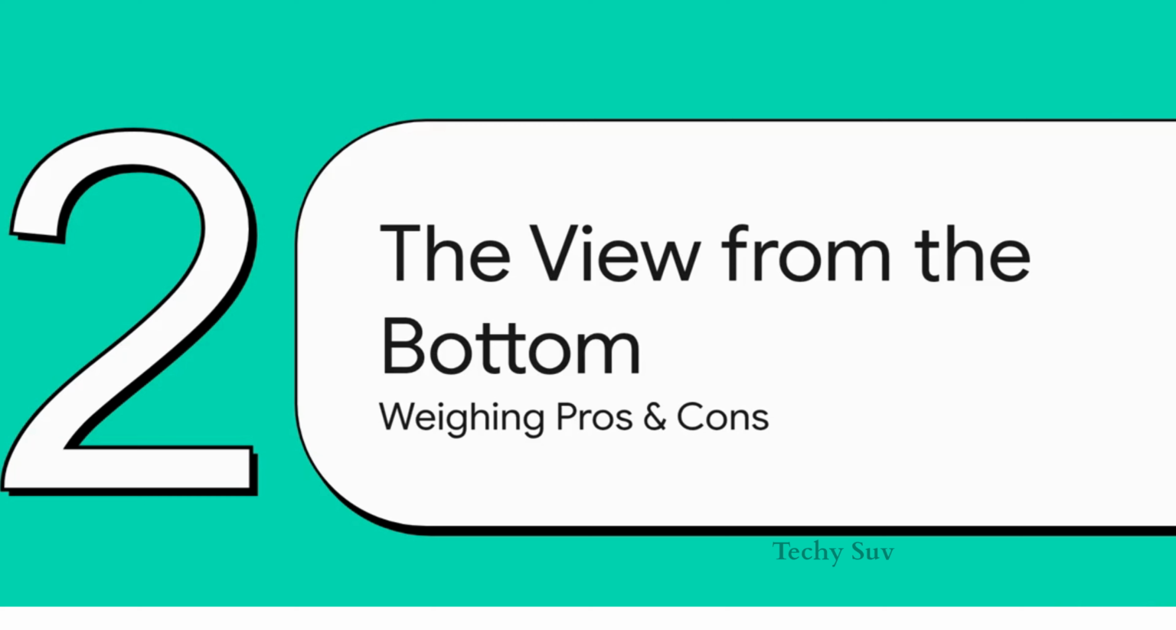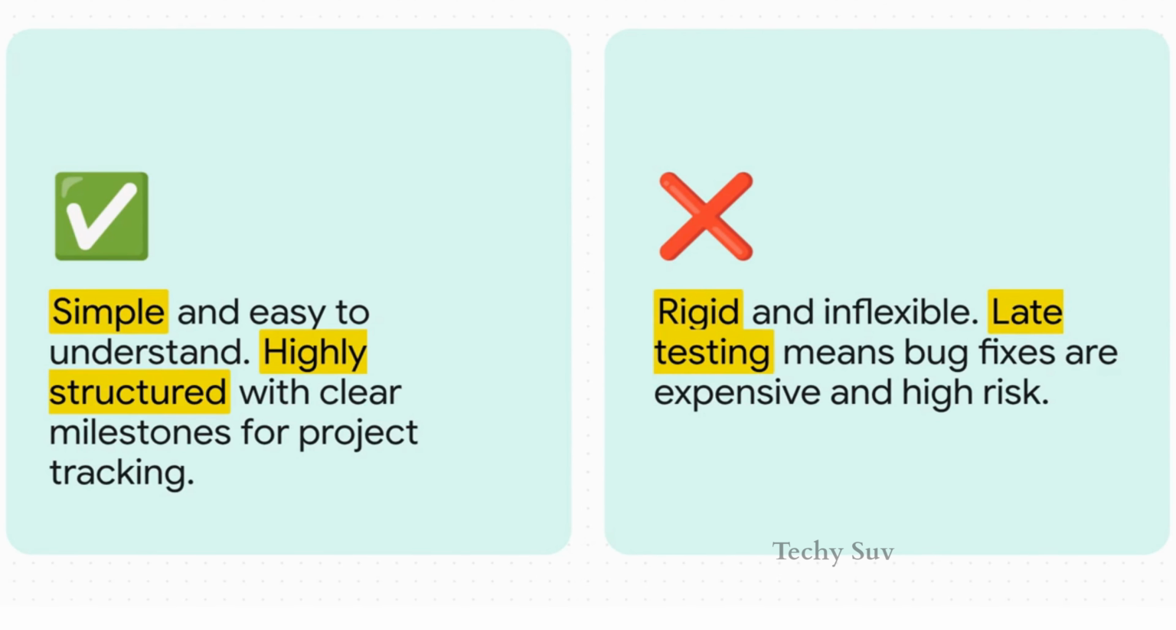Okay, so we followed the water all the way from the top of the mountain down to the pool at the bottom. So now let's step back and take a look at the view. What are the actual results of this superstructured journey? It's time to weigh the pros and cons. Well, the advantages are pretty obvious, right? It's simple, it's structured, it's really easy to manage. But here's the catch. Its greatest strength, that structure, is also its biggest, most fatal flaw. Because it's so rigid, finding a mistake late in the game isn't just a small hiccup. No, it can be an absolute catastrophe for the project's budget and its timeline.